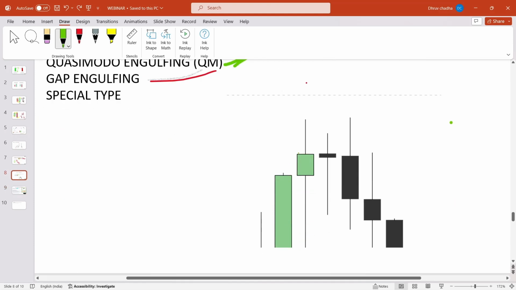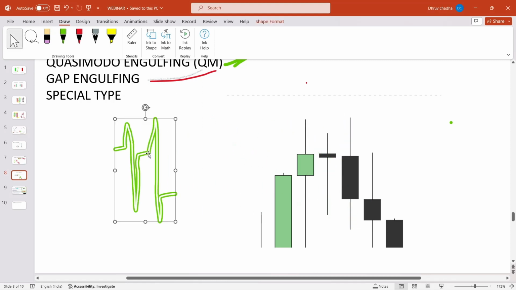Okay. So this was the open, this was the high, this was the low, and this was the close. And again, a new candlestick forms. This was the open, this was the high. Okay. So what is this? What is it forming?